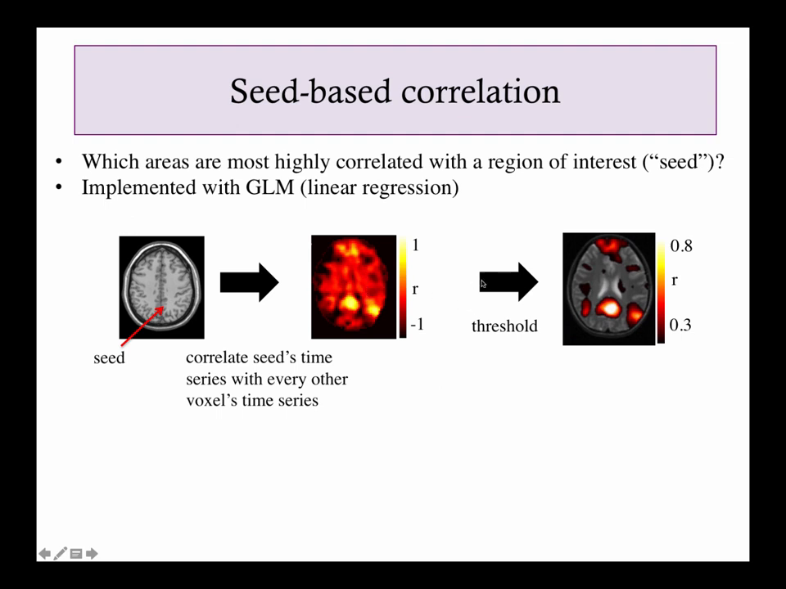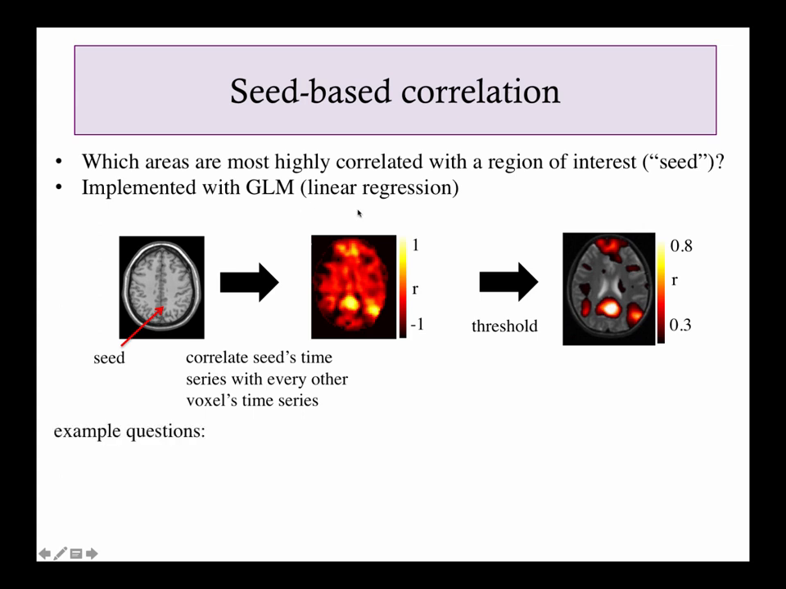And then you can apply some statistics to threshold that map and come up with areas that are significantly correlated to the seed. So this looks a lot like a standard task activation map, but in this case, the regressor is coming from the seed region rather than your task. And we can still use the GLM framework as usual to implement this. It's just correlations.